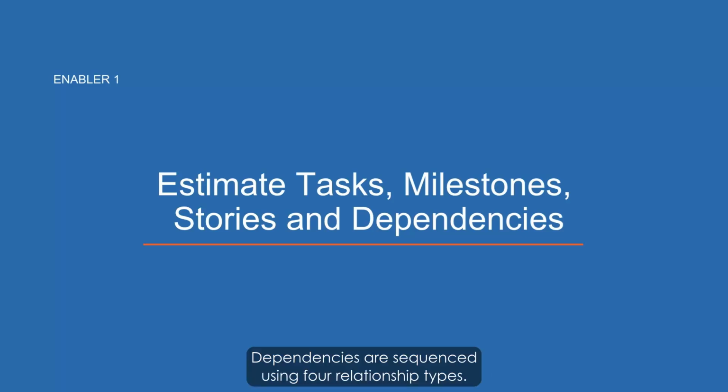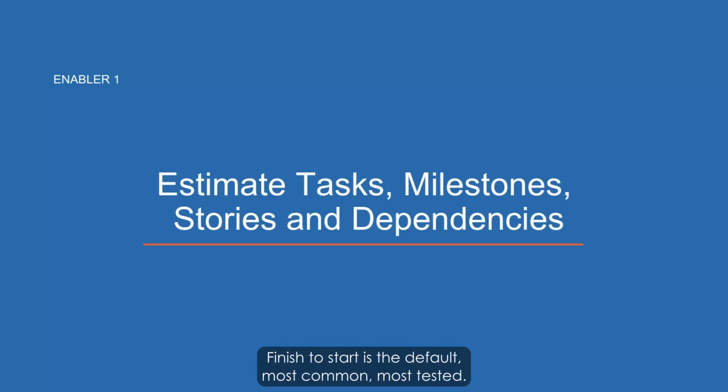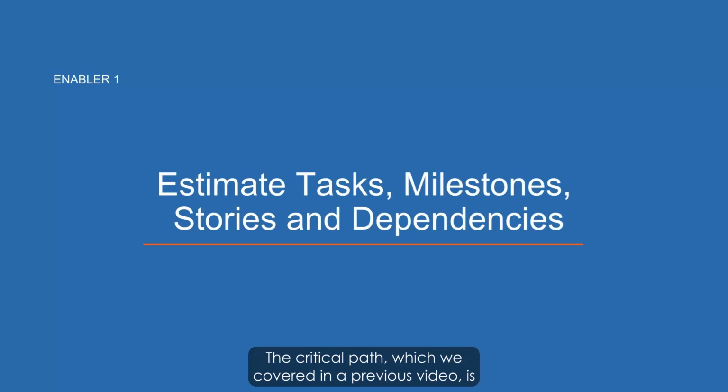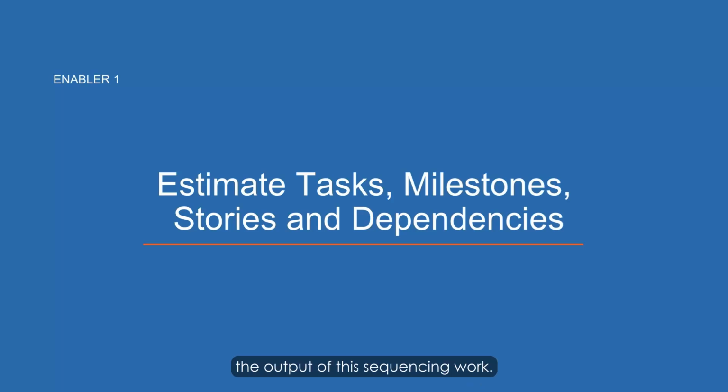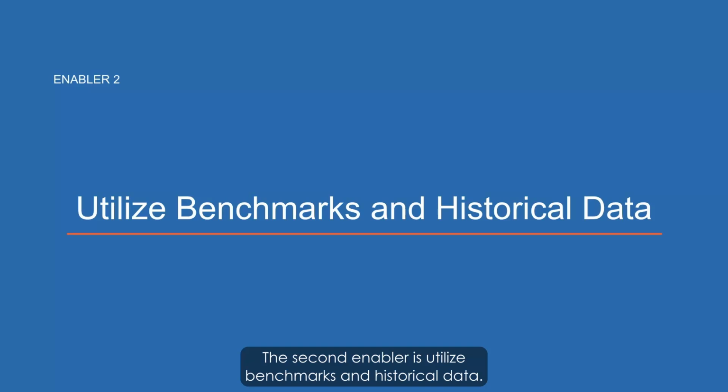Dependencies are sequenced using 4 relationship types. Finish to start is the default, most common, most tested. The critical path, which we covered in a previous video, is the output of this sequencing work. The second enabler is utilize benchmarks and historical data.